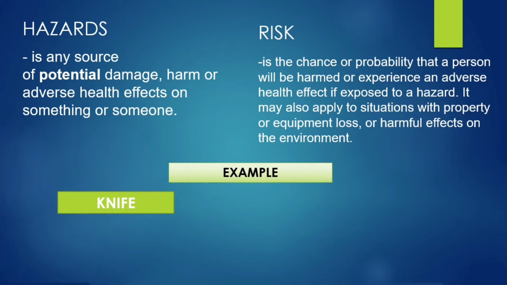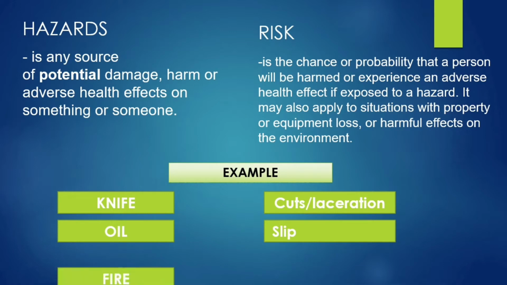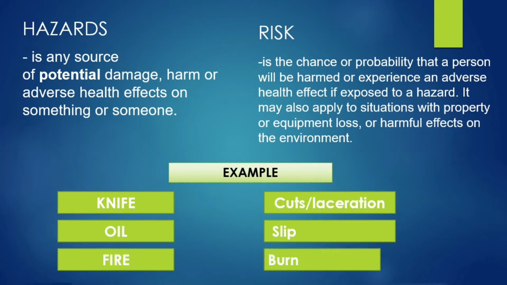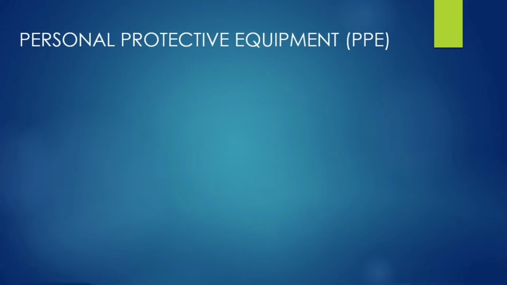I will give you some examples. Knife. The hazard is the knife, and the risk will be the cuts or the lacerations. Oil. The hazard is oil, and the risk will be slip or fall. How about the fire? You may get burned by the fire. So that's the difference between hazards and risks. Those are some examples of the hazards and risks that can be experienced inside the kitchen. That's why we need to use the personal protective equipment or PPE to prevent those incidents.